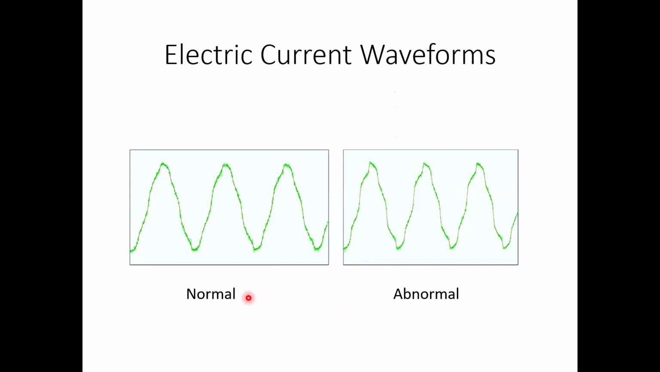This is an example of normal AC current. Slightly deformed, but within normal ranges. This is not normal waveform. As you will understand, it is difficult to judge how much deformation is a sign of failure.